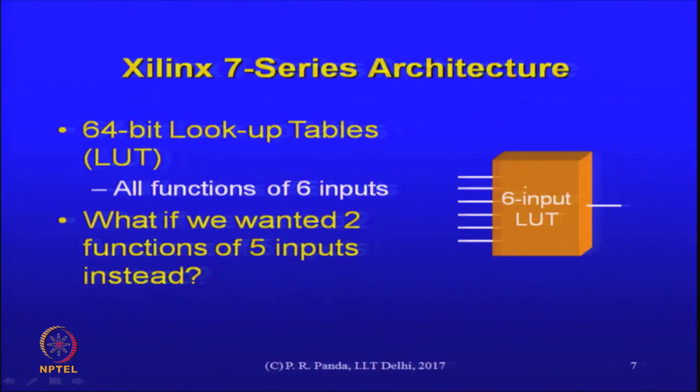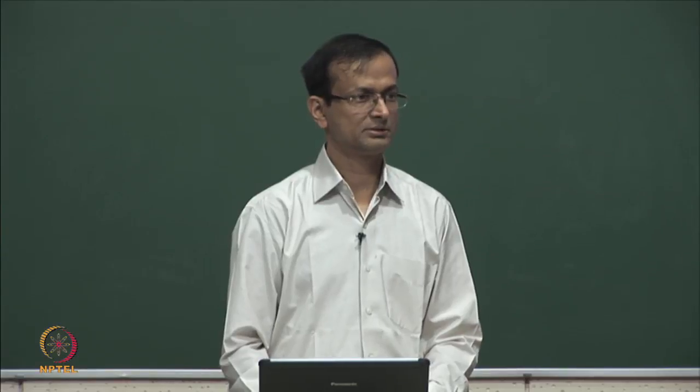Imagine what that 6 input LUT looks like. This is just a simple memory structure, nothing more than that. But what if I wanted instead 2 functions of 5 inputs each? The idea is I should be able to reuse that structure sometimes to perform any function of 6 inputs, but at other times to perform maybe 2 functions of 5 inputs each. Maybe there are thousands of these elements spread over the FPGA. Some of them I can personalize as one Boolean function of 6 inputs, but some other of those blocks could be customized as 2 Boolean functions of 5 inputs each.